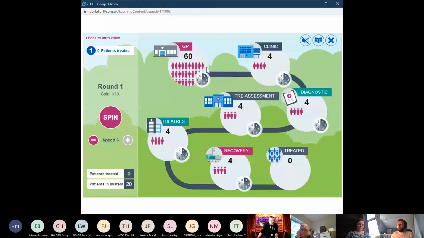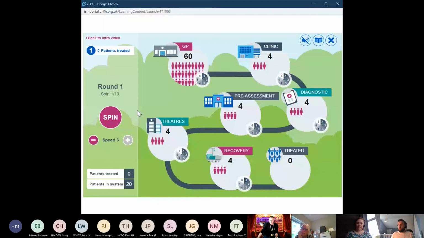And we can see that we've got waiting lists already existing in each of our stages. So we've got 4 in our clinic, diagnostic, pre-assessment, theatres, and recovery. And we have this whole population of 60 that could come out from our GP. And then we have our little spinners. So we will spin these all at the same time, and we'll have a value. So we might have 4 patients from our GP move into our clinic. Whatever we have in the clinic will move into diagnostics, etc.